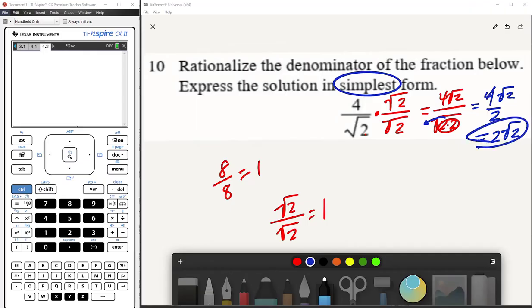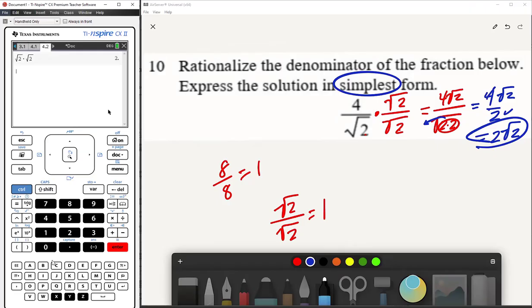Now if you want to check it, by the way, you could do this as well. You could do 2 times the square root of 2, and you will see that it is equal to 2, which is what we got here. But now we're going to check the answer.